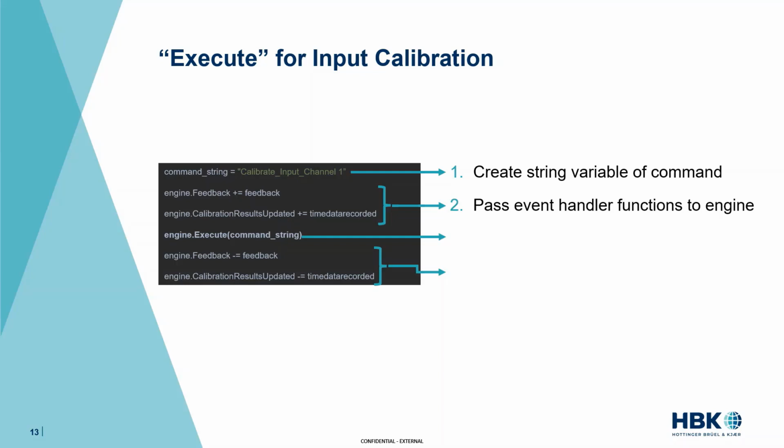And then we attach 2 event handler functions to the engine object. The feedback function is going to handle text feedback, and the time data recorded function is going to handle our graphing. These functions are defined elsewhere, and we're going to see what they look like on the next slide. Then it's as simple as executing the command. After that, we're going to disconnect the event handlers from the engine. That's just a general housekeeping thing that's going to keep our code clean and our objects uncluttered.